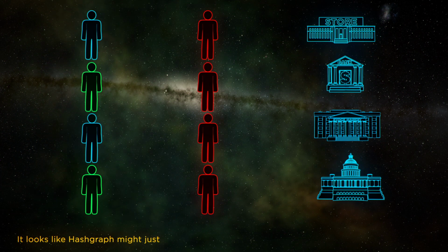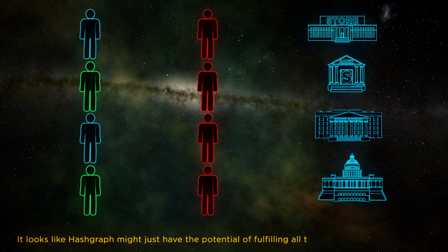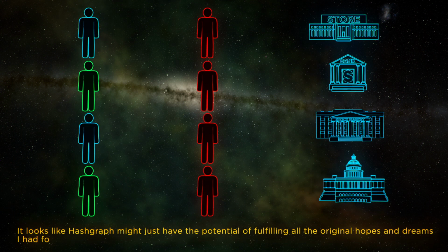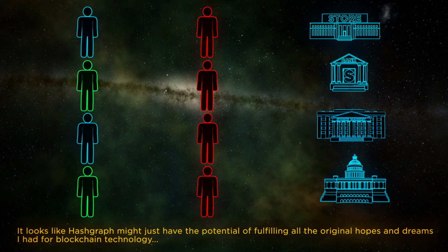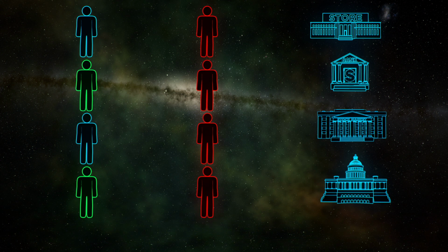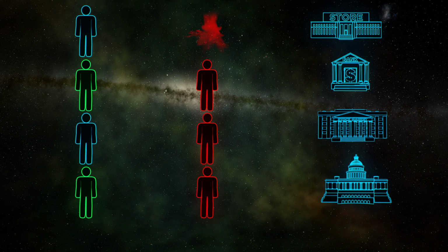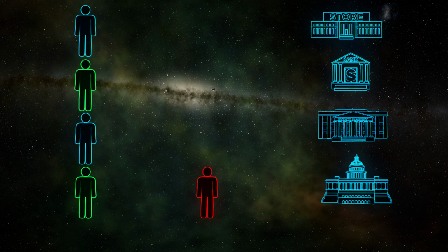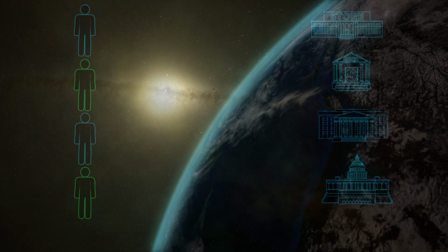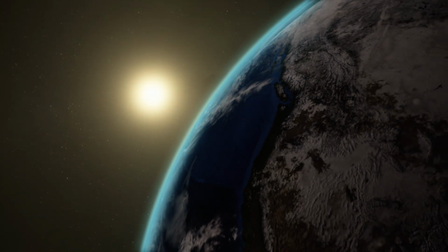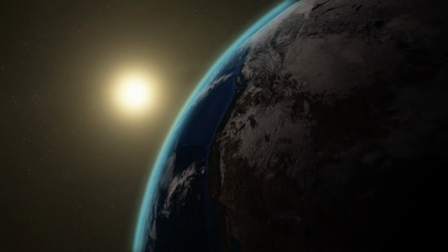It looks like Hashgraph might just have the potential of fulfilling all the original hopes and dreams I had for blockchain technology. The power to decentralize and remove the middlemen from commerce, banking, stock markets, and much of the legal system and government. With the speed at which this technology is evolving, the future is looking bright, and Hashgraph is the perfect example of just how fast things are moving in this field.